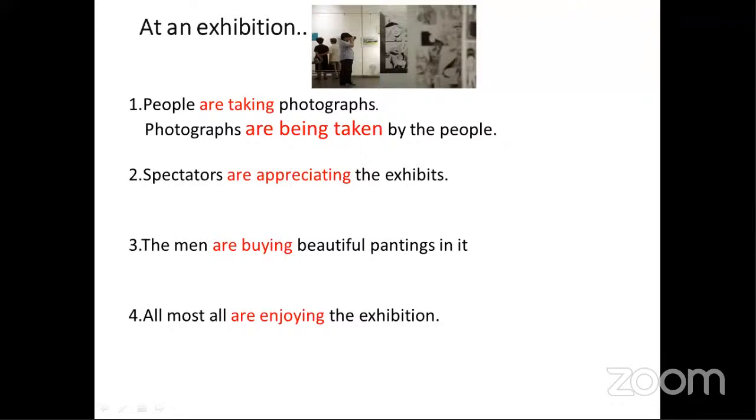Photographs. Then as this is present continuous tense and our subject is a plural noun. When we say photographs, we know it is plural. Then what's the be verb? Are. Photographs are being. You can't forget this being. Then what's the past participle verb of this taking? That is taken. Take, took, taken. Third category. Are being taken by the people. Then the passive voice sentence is photographs are being taken by the people, right?